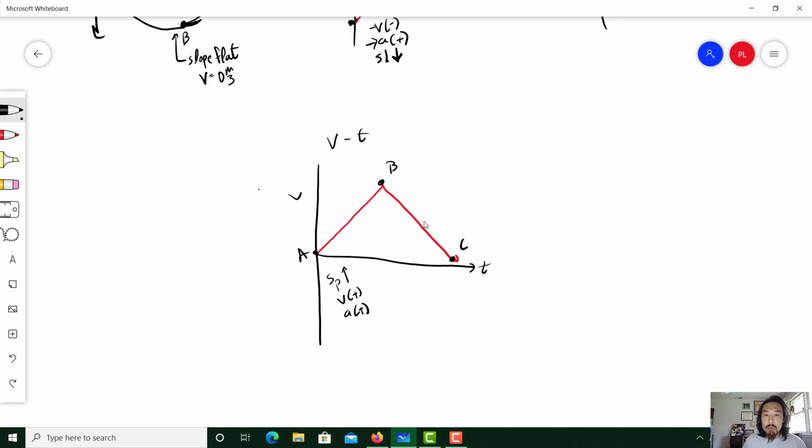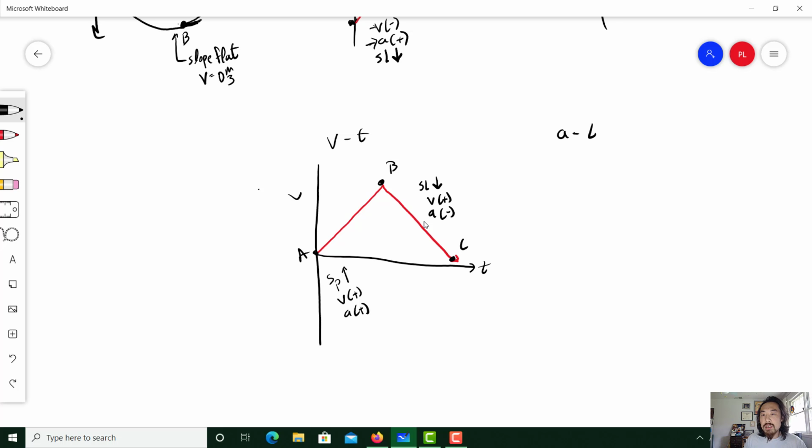Okay. At point B, things change, right? So from B to C, we see that the object's velocity goes from this high value towards 0. So we can say that the object is slowing down. Because this velocity is still in the positive region, the object still has a positive velocity. But because it's slowing down and we have a positive velocity, we can say that the object has a negative acceleration, and we see that in the slope.